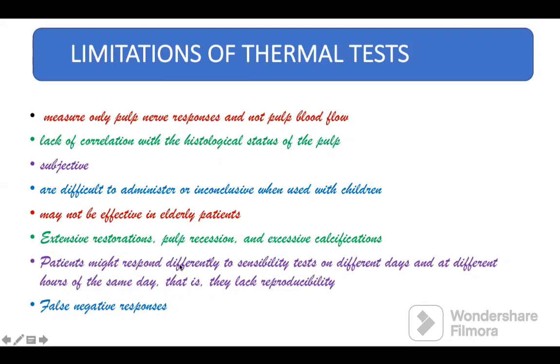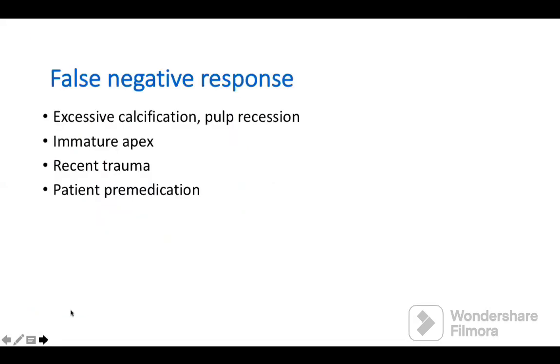The patients might respond differently to sensibility tests on different days and at different hours of the same day, that is, they lack reproducibility. They also have false negative responses. The false negative responses are seen in cases of excessive calcification, pulp recession, teeth with immature apices and recent trauma, and in cases of patient pre-medication. A false negative response means that though the pulp is vital, it is exhibiting a negative response to the thermal test.